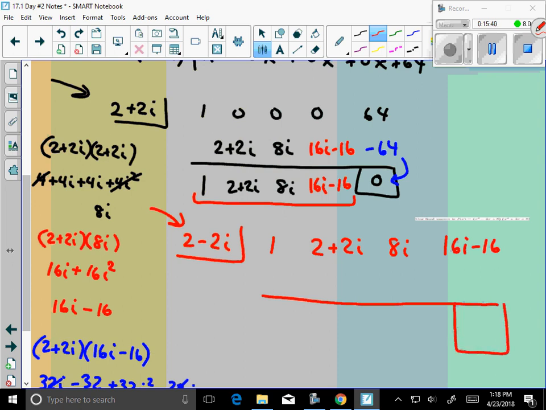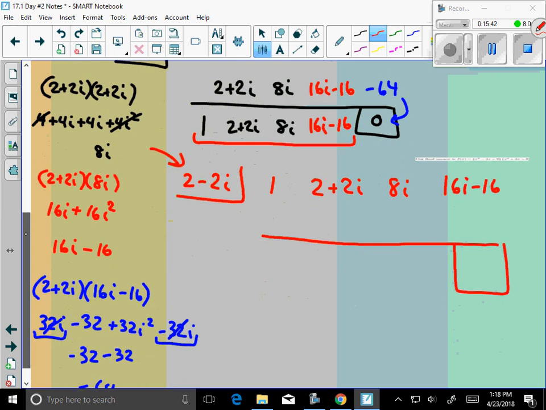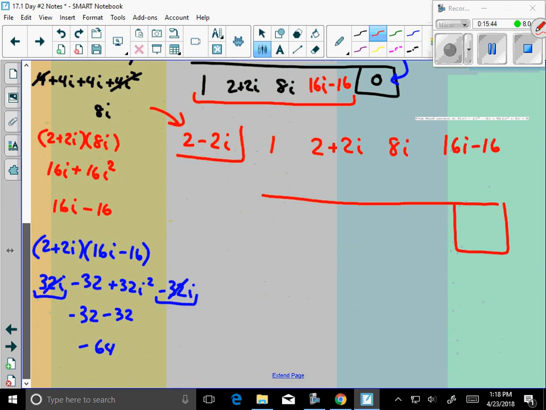So let's make sure it works. And it should, seeing that I did this about 20 minutes ago. So help me not screw it up. I drop down the 1. I multiply by 2 minus 2i. Well, that's going to be 2 minus 2i. What's going to happen here? I get 4. Oh, okay. I get 4. Then I multiply 2 minus 2i times that. So I get 8 minus 8i.